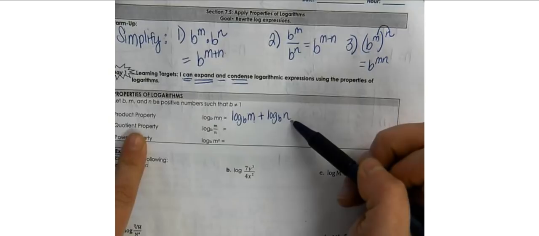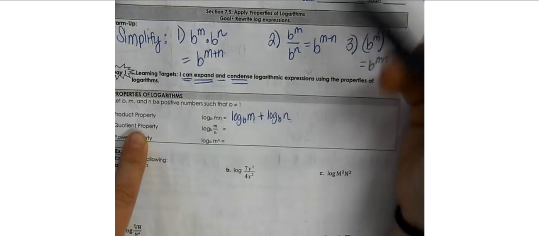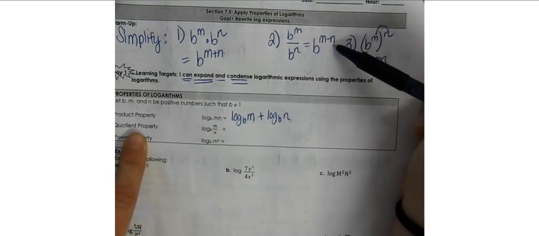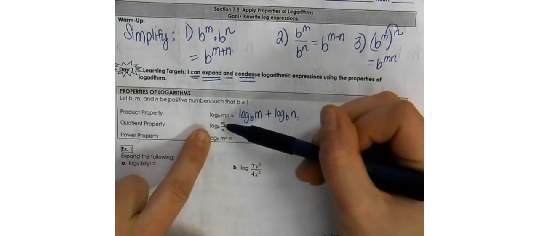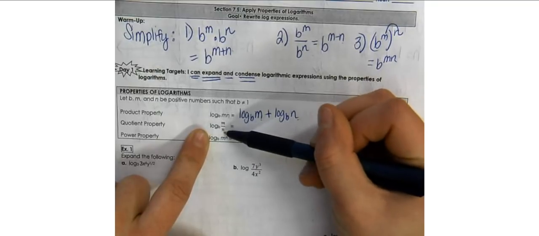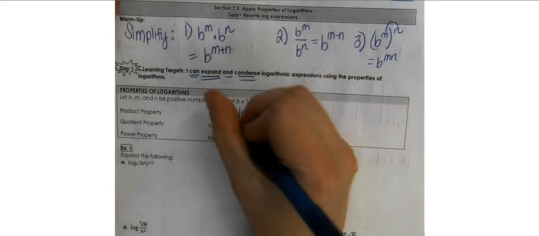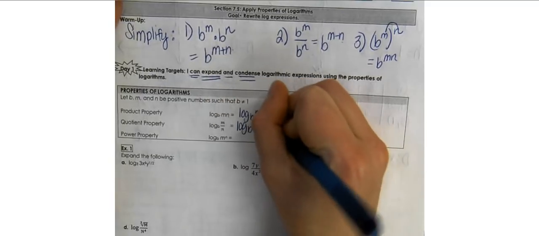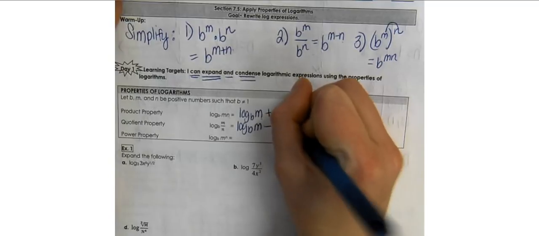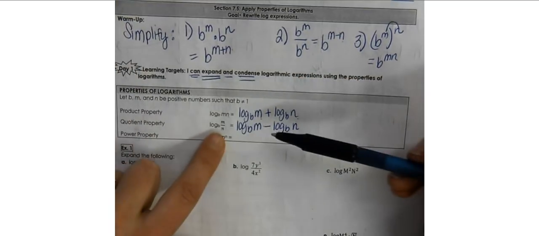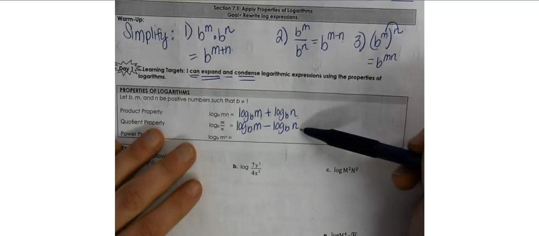Next, there's the quotient property, and whenever we divided two powers with the same base, we subtracted the exponents. So the quotient property says that if you're taking the log base b of something that you're dividing, the way to expand is to take the log base b of m minus the log base b of n. So whenever you're dividing, the expansion is subtraction.